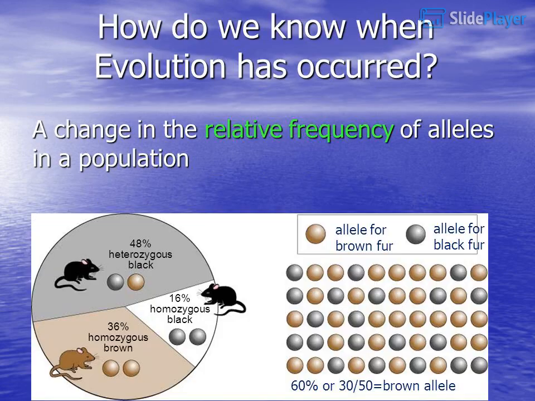How do we know when evolution has occurred? A change in the relative frequency of alleles in a population. Allele for brown fur. Allele for black fur. 48% heterozygous black. 16% homozygous black. 36% homozygous brown. 60% brown allele.